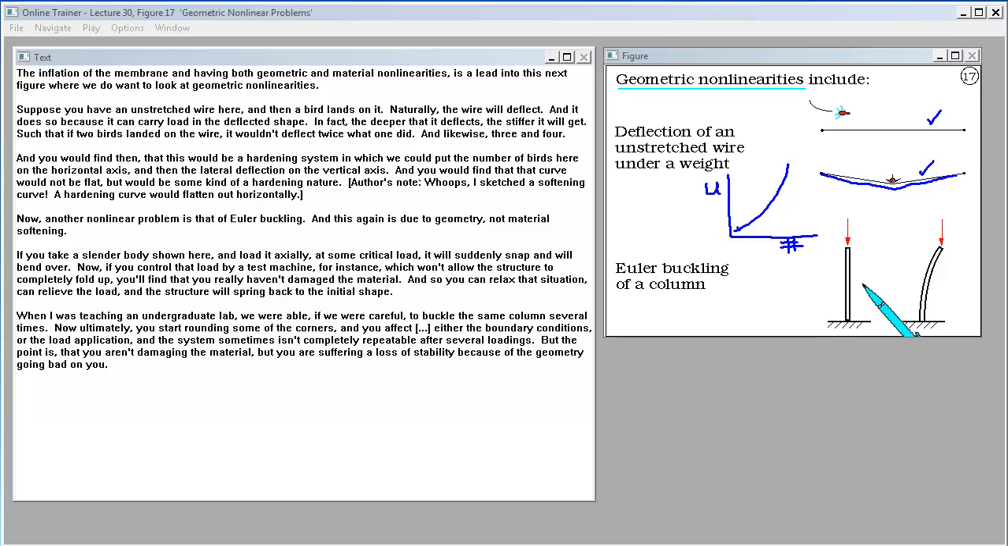Now, another nonlinear problem is that of Euler buckling, and this again is due to geometry, not material softening. If you take a slender body, shown here, and load it axially, at some critical load it will suddenly snap and will bend over. Now, if you control that load by a test machine, for instance, which won't allow the structure to completely fold up, you'll find that you really haven't damaged the material. And so you can relax that situation, you can relieve the load, and the structure will spring back to the initial shape. When I was teaching an undergraduate lab, we were able, if we were careful, to buckle the same column several times. Now, ultimately, you start rounding some of the corners and you affect either the boundary conditions or the load application, and the system sometimes isn't completely repeatable after several loadings. But the point is that you aren't damaging the material, but you are suffering a loss of stability because of the geometry going bad on you.